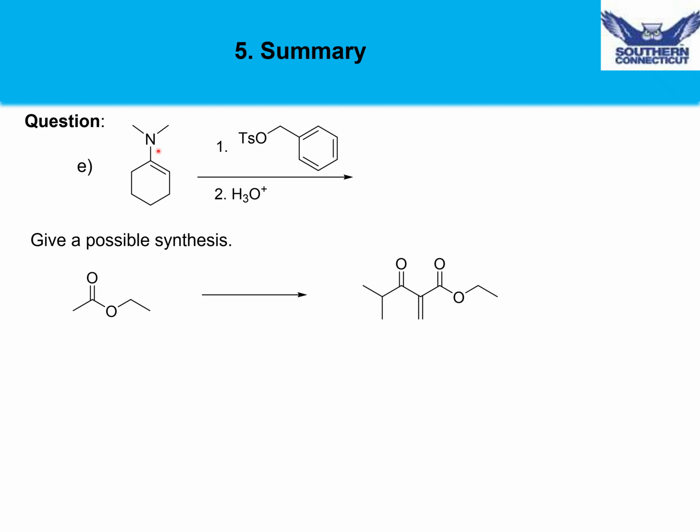In the next question, we want to use an enamine, and we're going to react it with this alkyl tosylate. Enamines, remember, are nucleophilic at the alpha carbon. In the last question for the summary, we want to do a synthesis of converting this ester into a 1,3-keto ester.